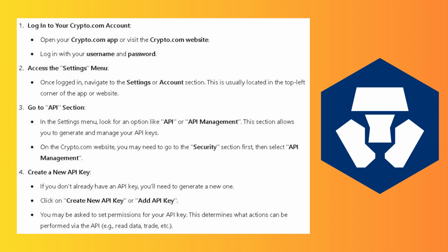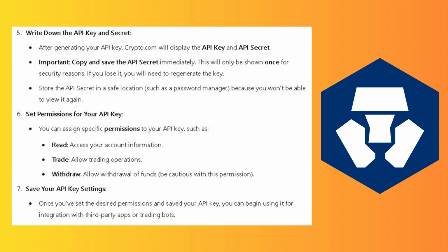After that, write down your API key. It's important to copy and save the API secret immediately. This will only be shown once for security reasons. If you lose it, you'll need to regenerate the key. Store the API secret in a safe location, such as a password manager, because you will not be able to view it ever again.